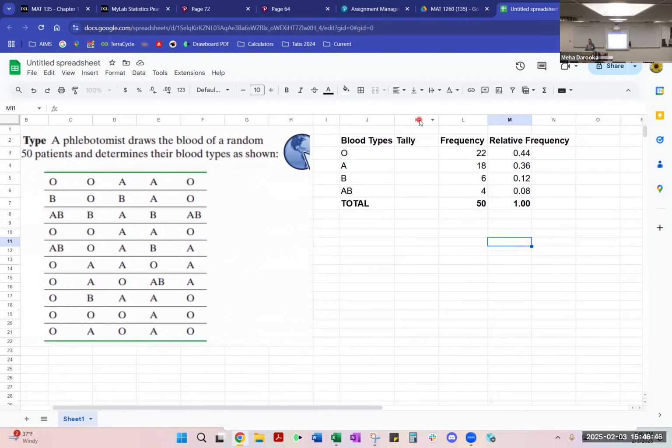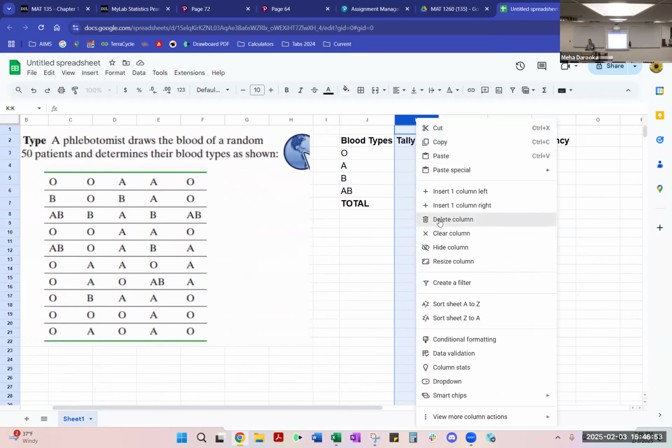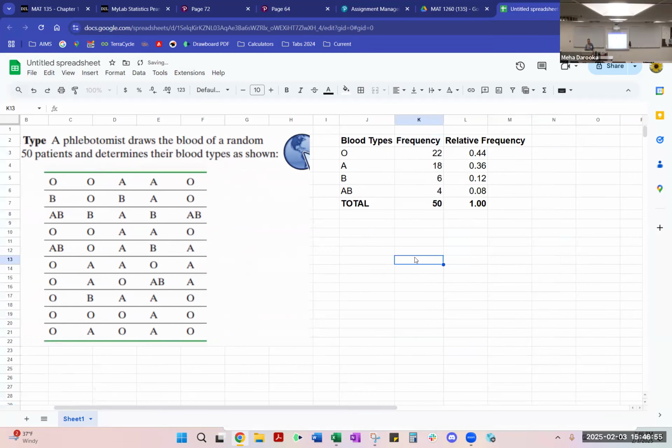So in this case, I'm actually going to delete that tally column because, like I said, that was supposed to be just a rough sketch, so we don't really need it. Okay, so how do we create our bar? So we will need to select the blood type column and the frequency column. And you're only going to select where you have all the categories. You're not including the total line in that.